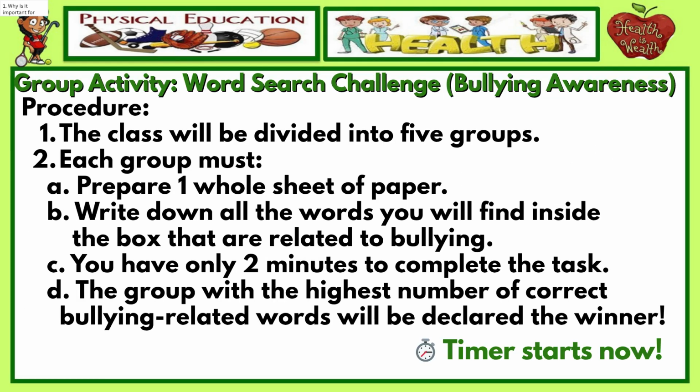Okay, class. It's time for our group activity, the word search challenge. Procedure: the class will be divided into 5 groups. Each group must A. Prepare one whole sheet of paper. B. Write down all the words you will find inside the box that are related to bullying. C. You have only 2 minutes to complete the task. D. The group with the highest number of correct bullying-related words will be declared the winner. Are you ready? Get your pencils ready, teamwork on, and go.